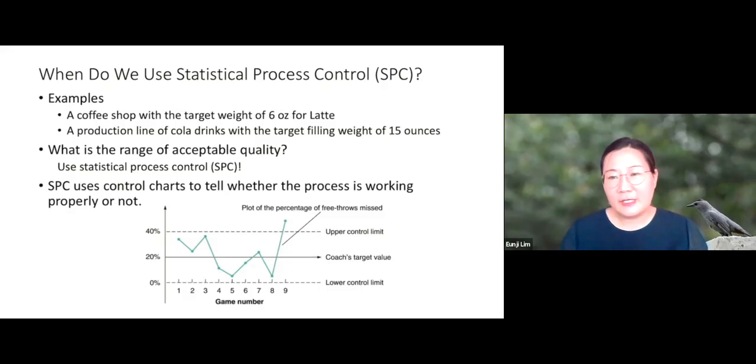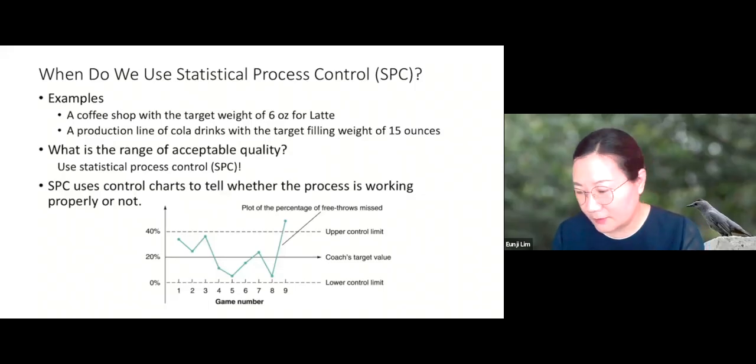So now you can ask the following question. Why a half an ounce? How do you determine the range of acceptable quality? To answer this, we are going to use statistical process control. In statistical process control, we're going to use a chart like this, and this chart is called the control chart.